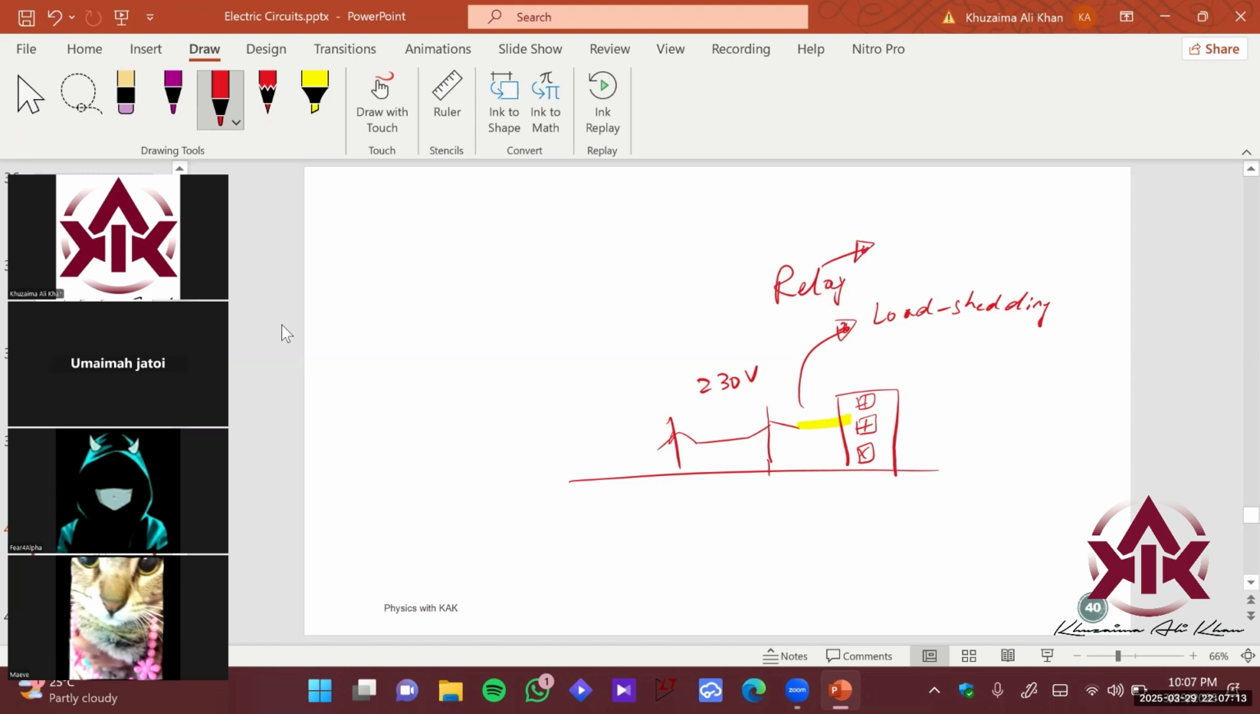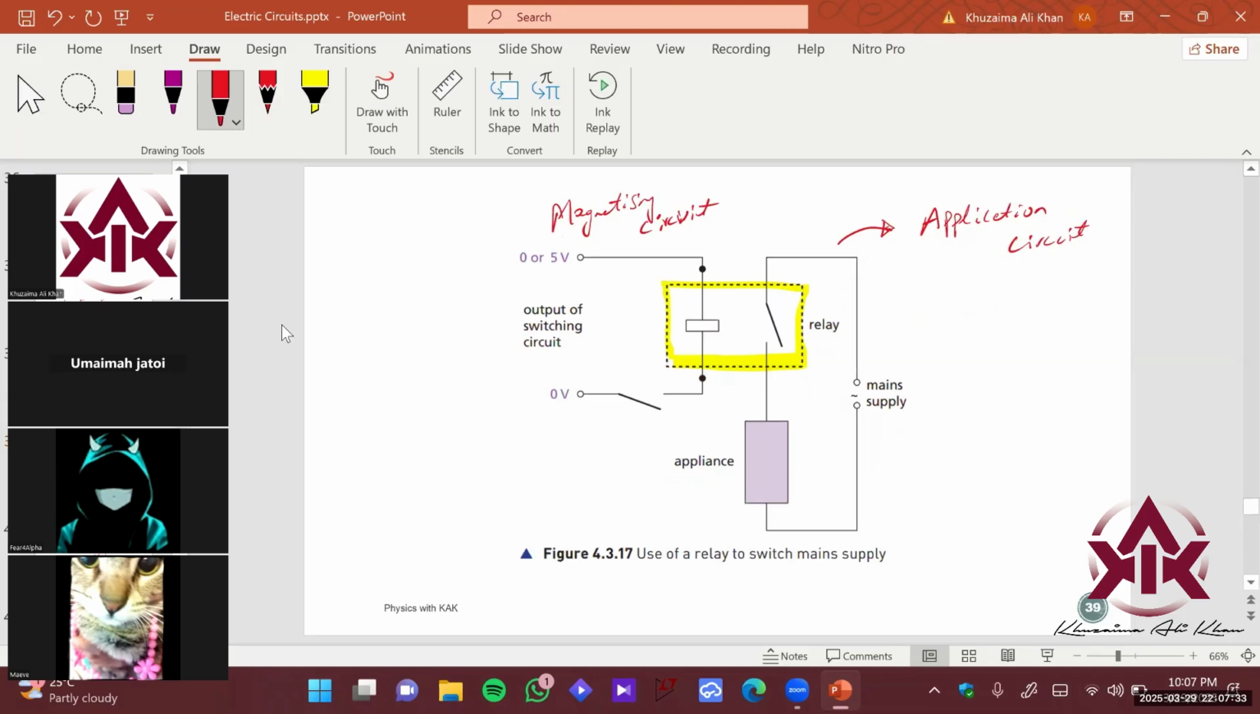It is basically a switch, right? Which works on magnetism. How? Let's check it out. Okay, let's check it out. So this is a circuit over here. So you have two circuits over here. One is the magnetizing circuit. Okay, the other is the actual application circuit over here.